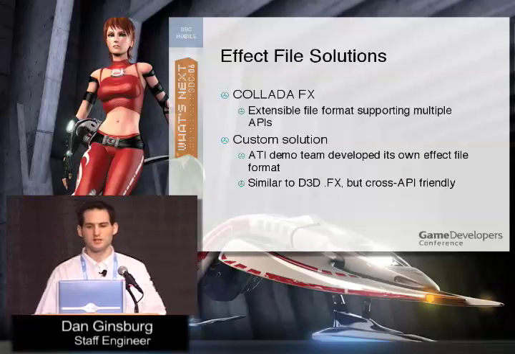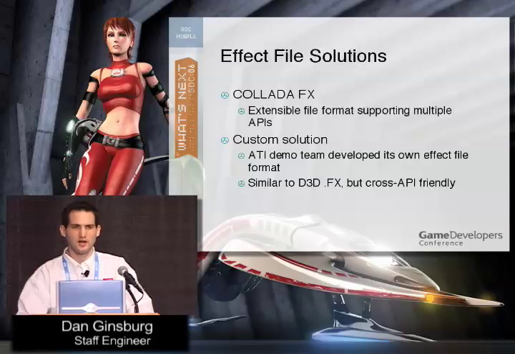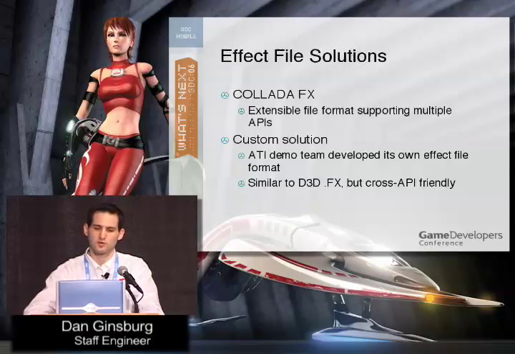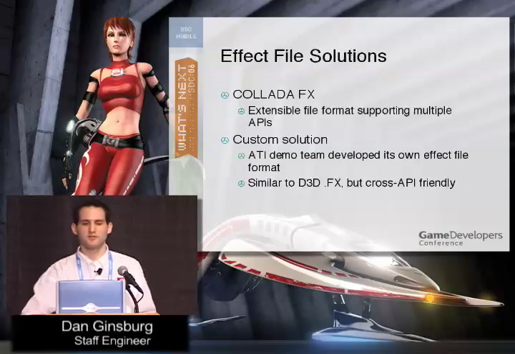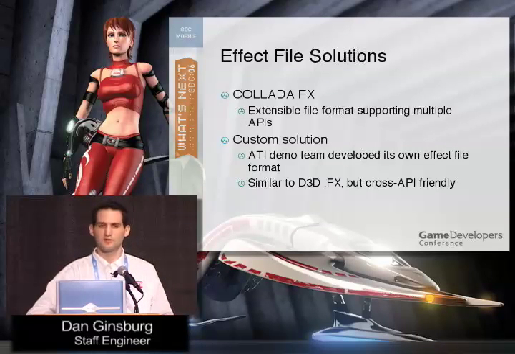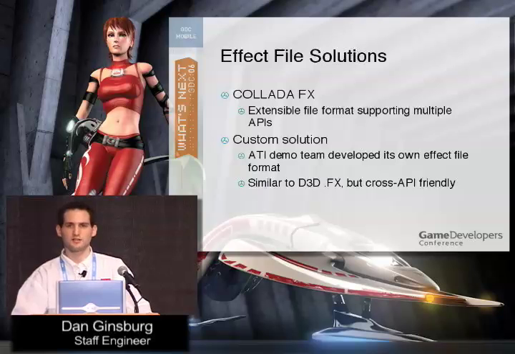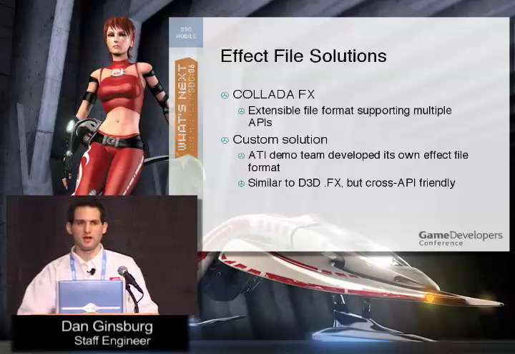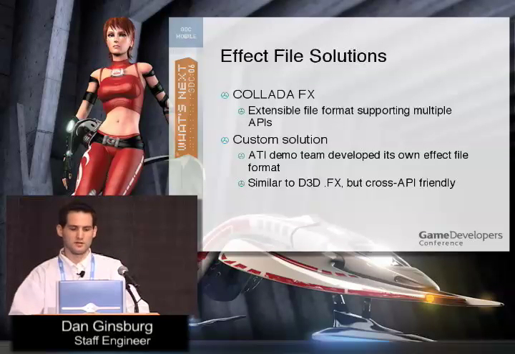The first one I wanted to mention is Collada FX, which is a part of Collada, another API created by Khronos. It's an extensible file format that allows you to create effects for multiple APIs, including OpenGL ES, both fixed function and shaders, as well as other APIs. So I definitely recommend checking that out if you're looking at a solution. And there's a talk, I believe, at 4 later on in this room about Collada, where I believe they'll be covering some more about this.